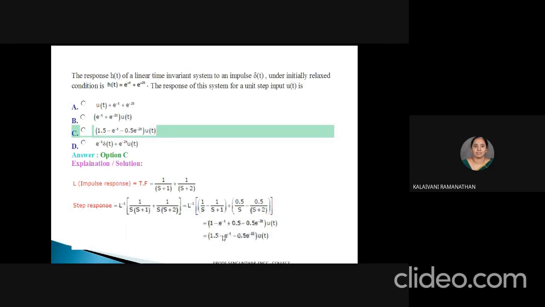So you have to check for this option. This option is given as C. So you have to choose the option as C.